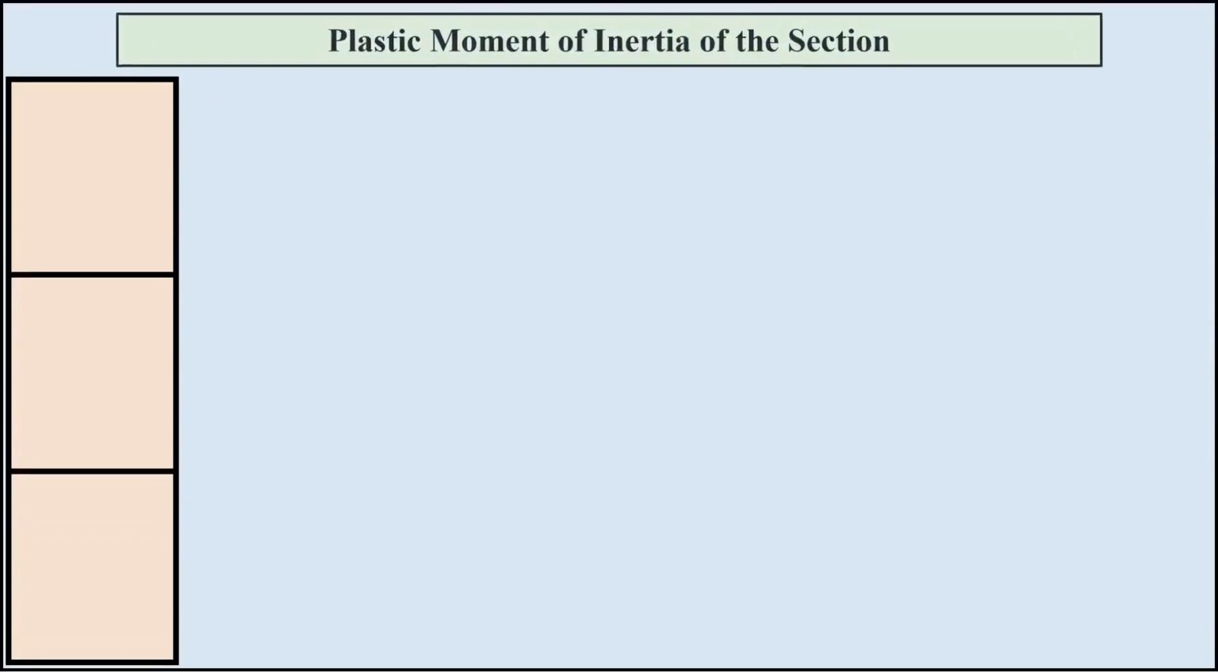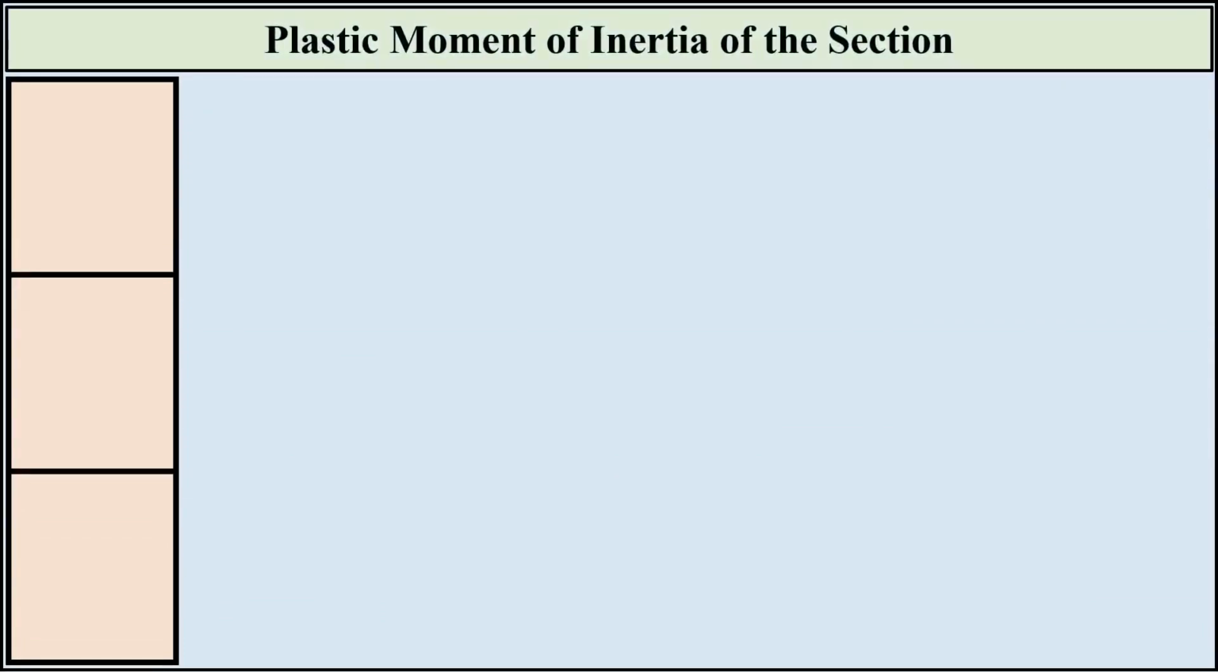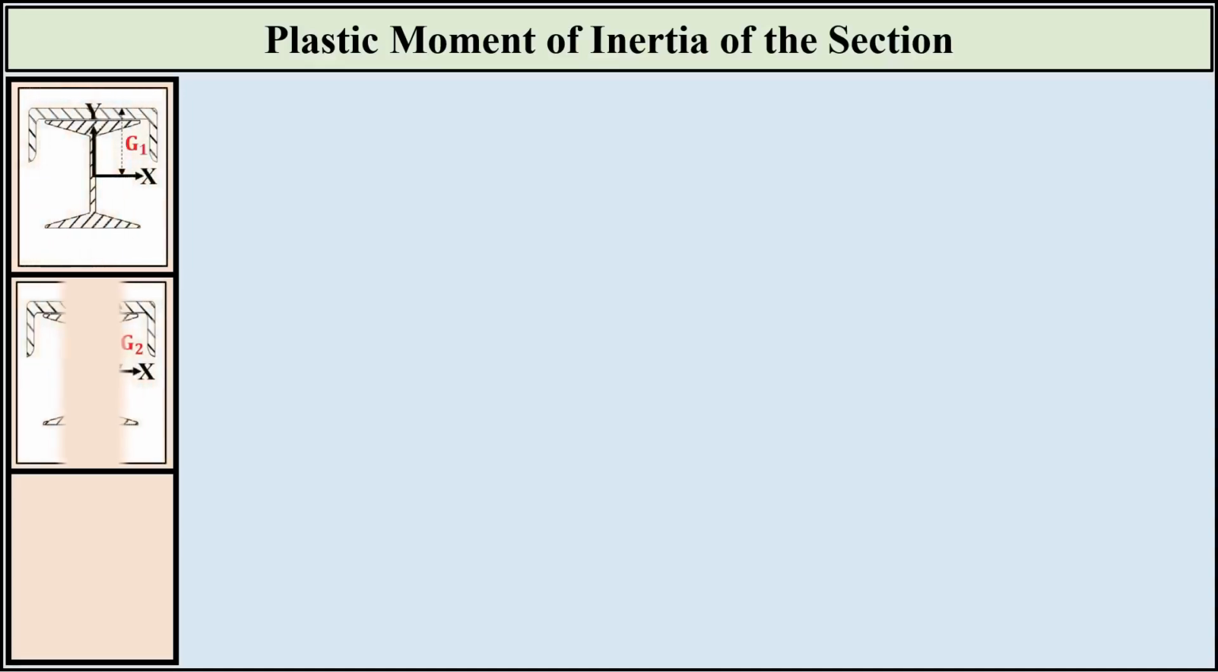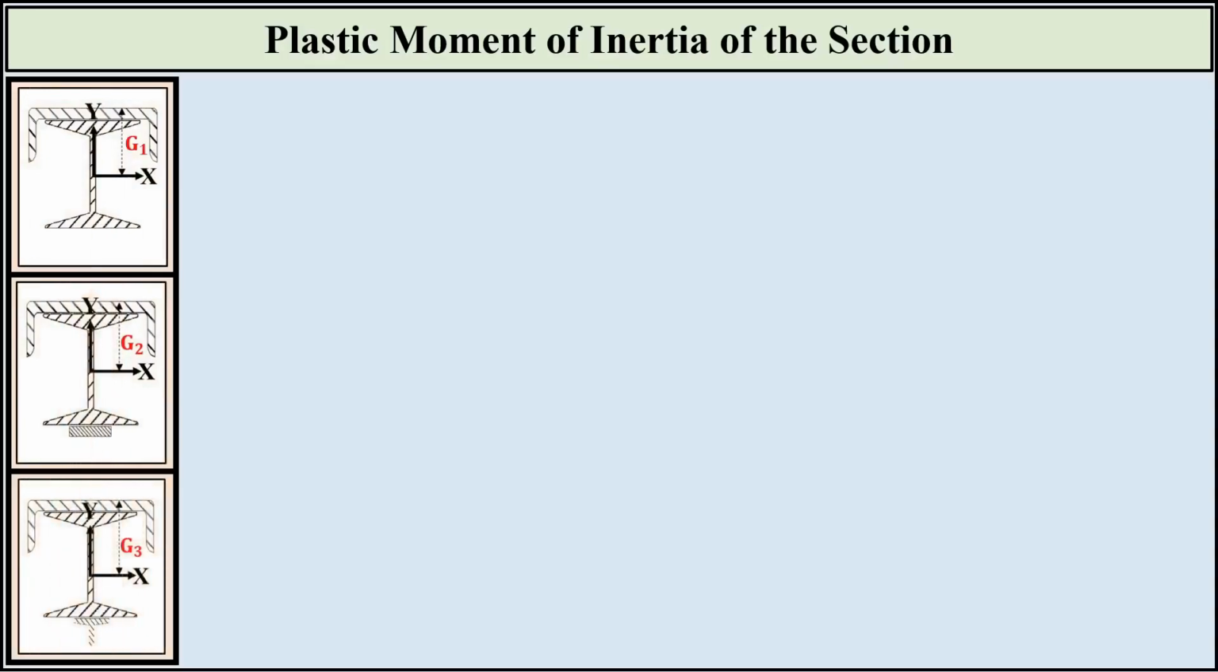Title of this slide is Plastic Moment of Inertia of the Section. In this slide, we will discuss the calculation of the moment of inertia for a built-up crane gantry girder. Understanding the combined properties of different sections is the first step in ensuring structural stability.